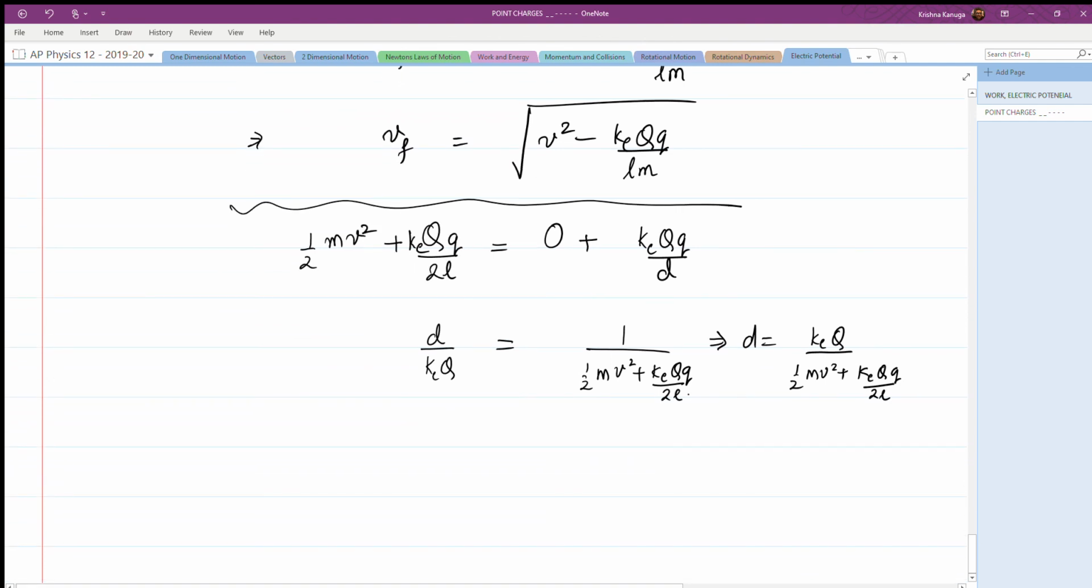Obviously in this problem I started my initial distance at 2L. If I had started it at some D, or some other quantity, then just replace the 2L with that, and you can use this to find the distance at which the object would stop moving. Hopefully you understand the parts for this, and in the next problem we'll take a look at some other ideas.